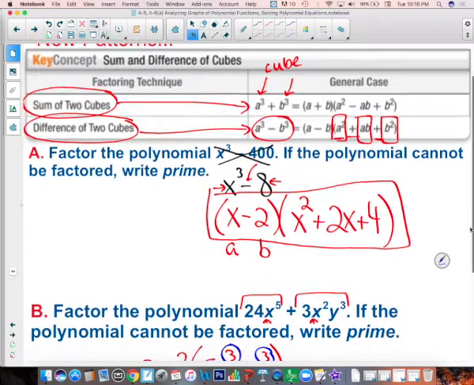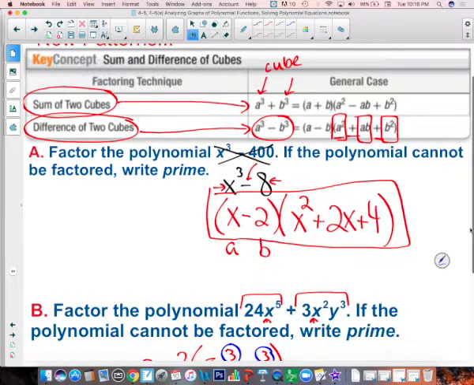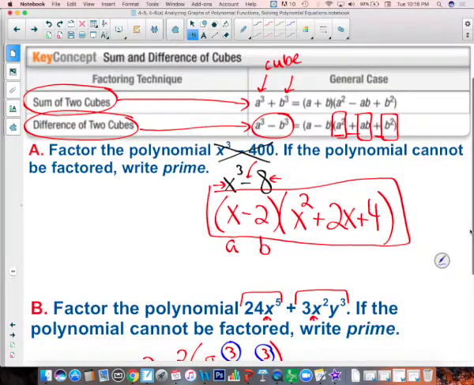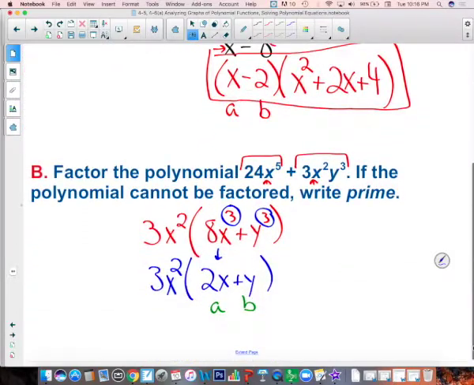That pattern was up there. You should have had it written down. It'd be a plus b, which is the sum of 2 cubes. That takes care of the sign. And then we do a squared minus ab plus b squared. So a squared, that's the 2x squared, 4x squared, minus. Now we multiply those two terms together, so it'll be 2x times y, so it's 2xy. Then we take b, which in this case is y, and square it. So plus y squared. Then you're done.